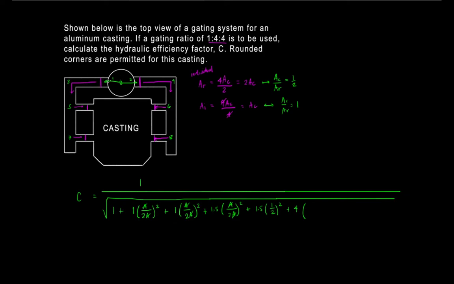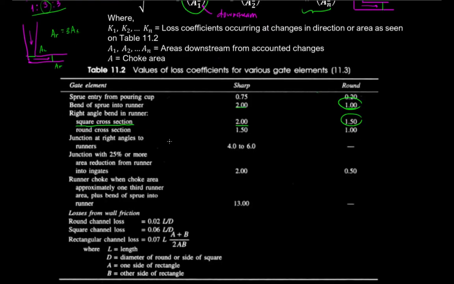Let's take into account this one, and consult our table again. This is a junction at right angles to the runner. So this could either be this one or this one, and there is a distinction between these two. If it's a junction at a right angle to the runner, then we can just use the first one, which is 4 to 6. But if it's a junction with 25% or more area reduction from the runner into the in gate, then we should use a value of 2, or 0.5 if it's a rounded corner.